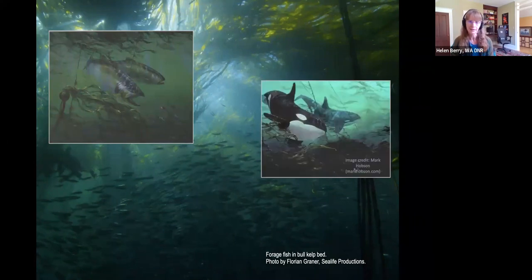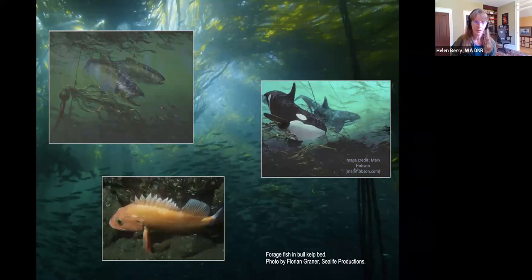Orcas, and rockfish. And so kelp provides the connection to all of these different components that are valuable to us.